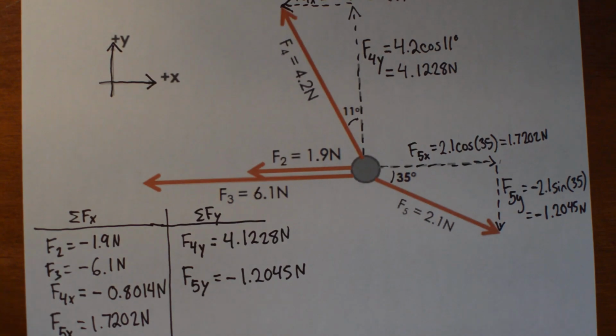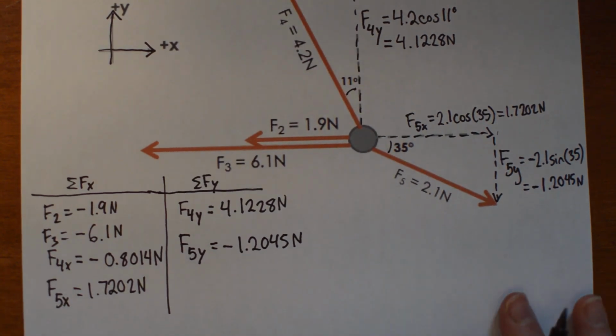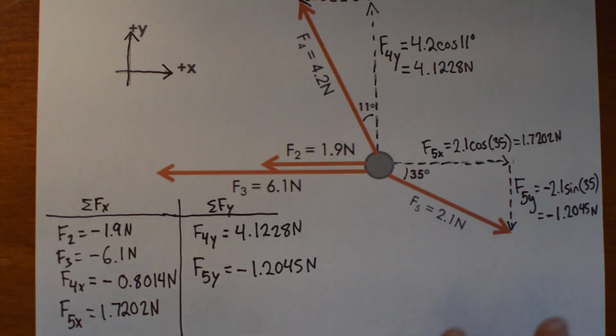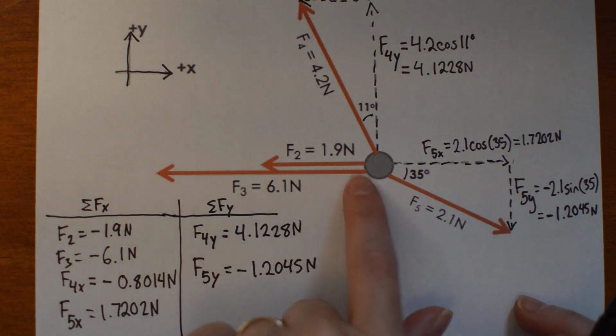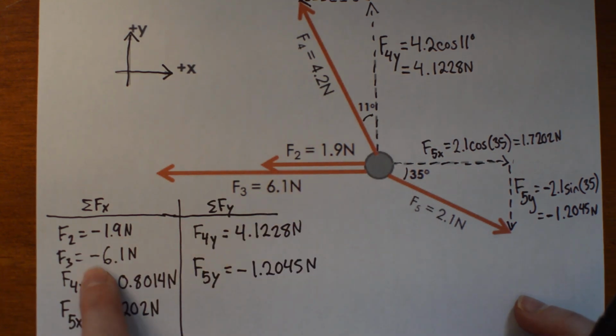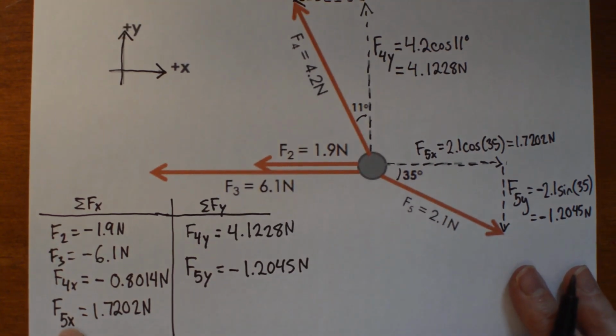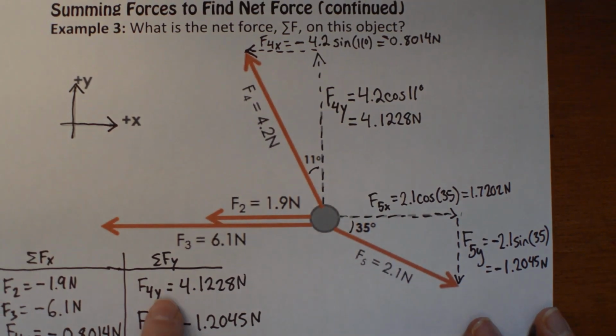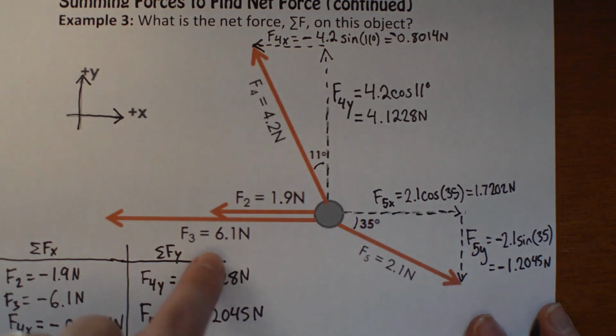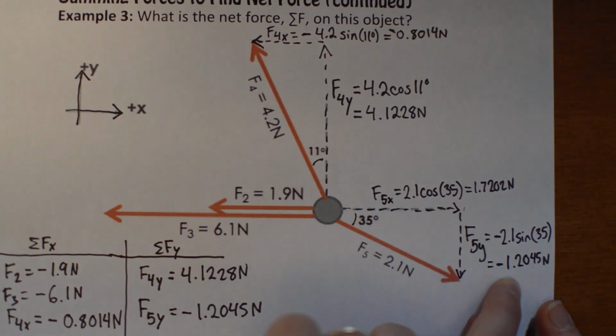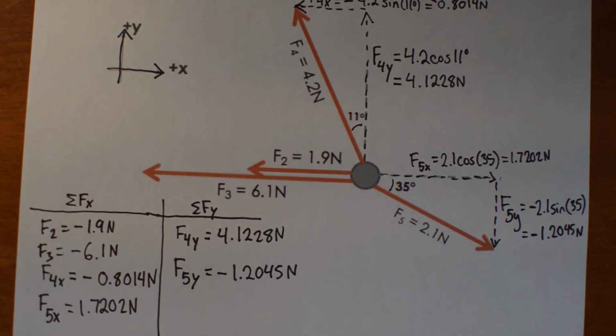Awesome. It's a good idea at this moment just to pause, quickly check through, do I have the right signs? Because a sign error at this stage leads to huge mistakes, and it'll totally throw off your number. So just check. F2 is backwards, negative. F3 is backwards, negative. F4x is backwards, it's negative. F5x is forwards, it's positive. F4y is up, it's positive. F5y is negative because it's down. Okay, good. So just a good idea to do a quick double check on that so you don't make a mistake with your signs.